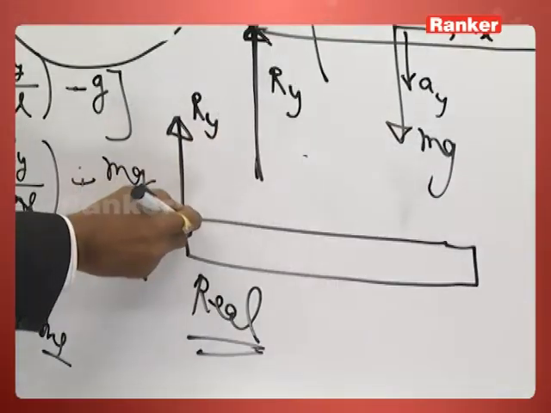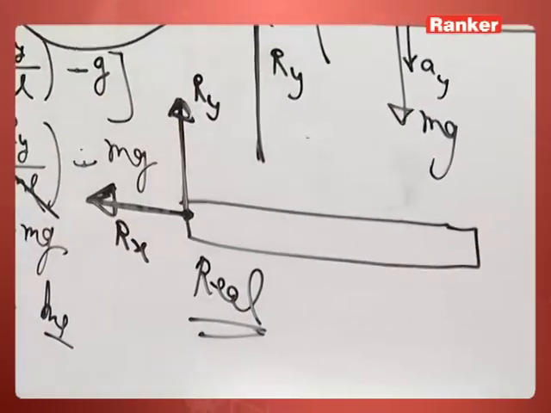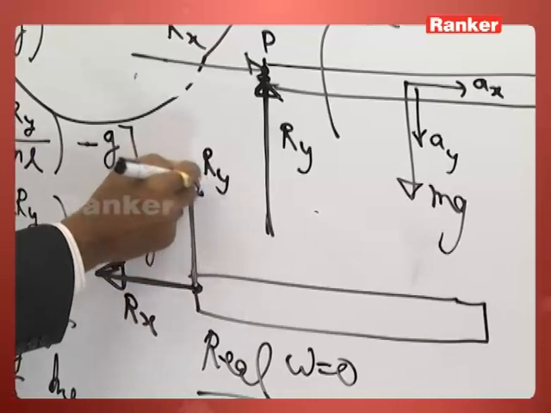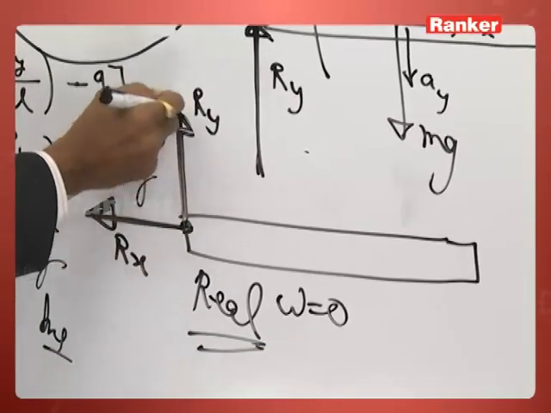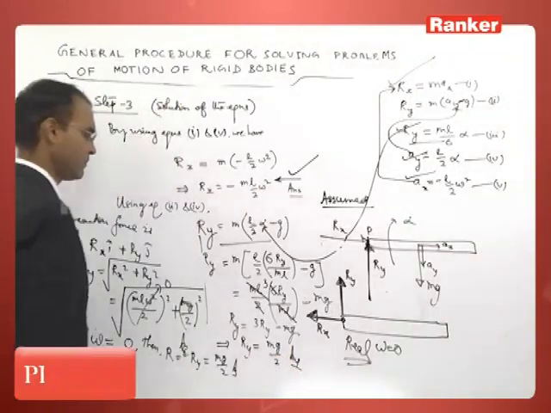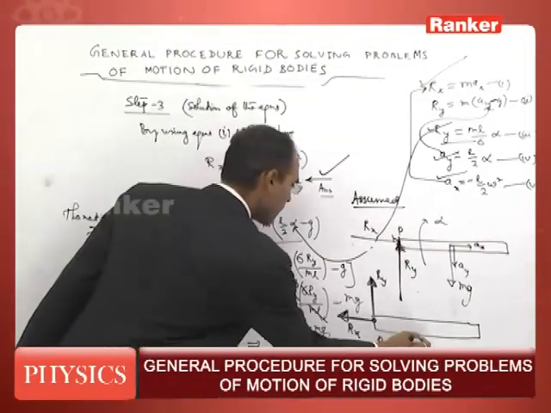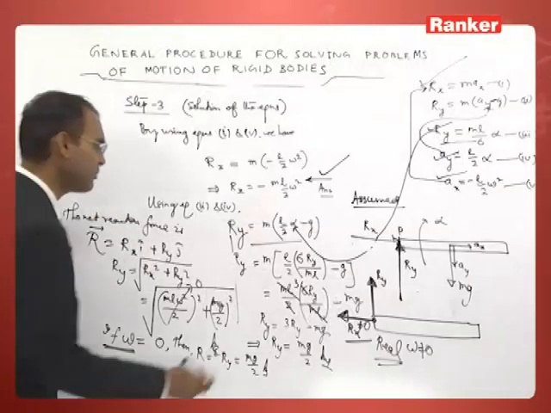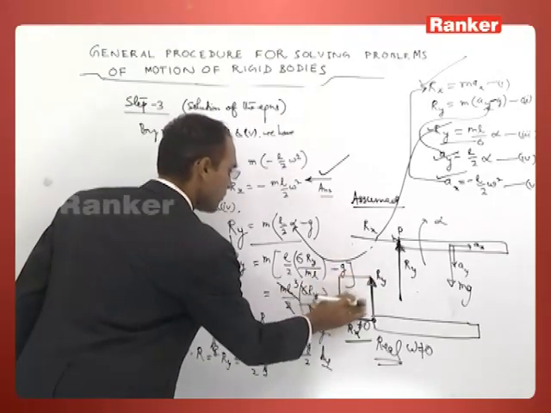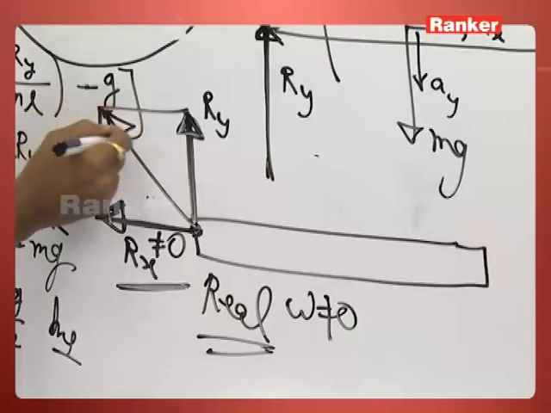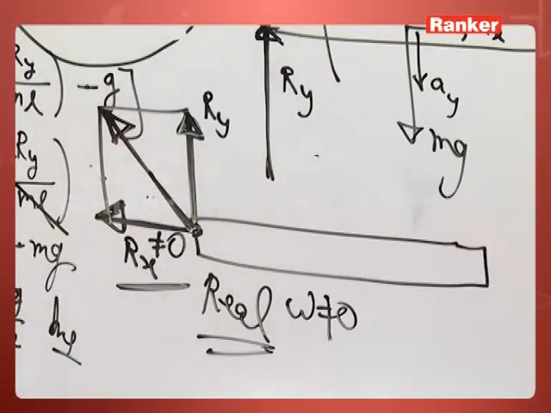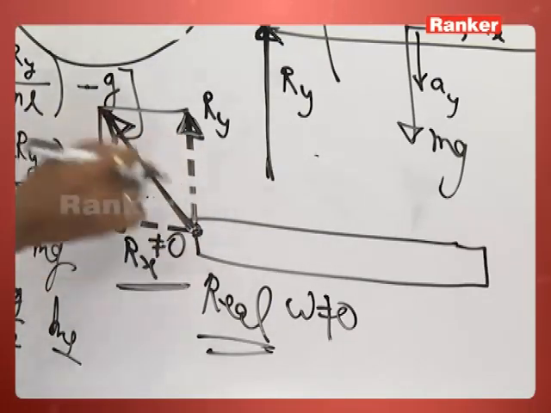However, the pivot will push the rod up. When you take omega as 0, this force is non-zero. Always the pivot is pushing the rod up. So if omega is non-zero, we can get non-zero reaction force Rx. So the net reaction force is the sum of these two reaction forces. This will be directed in this direction. These will be the components. This is the net reaction force.